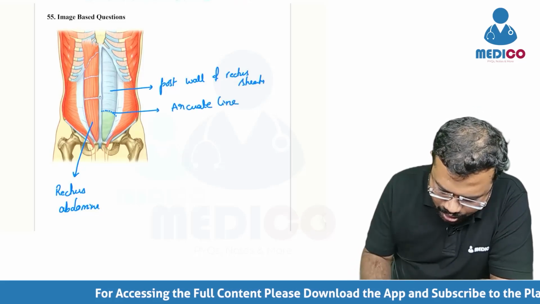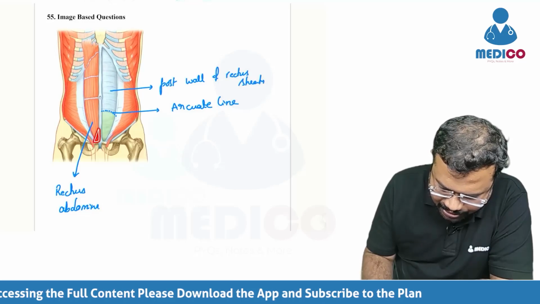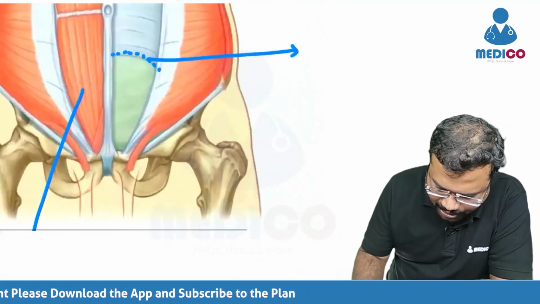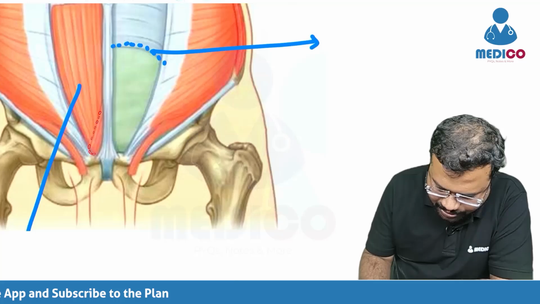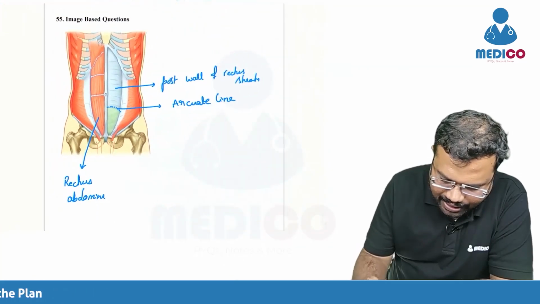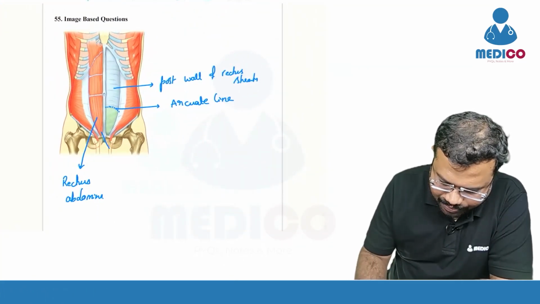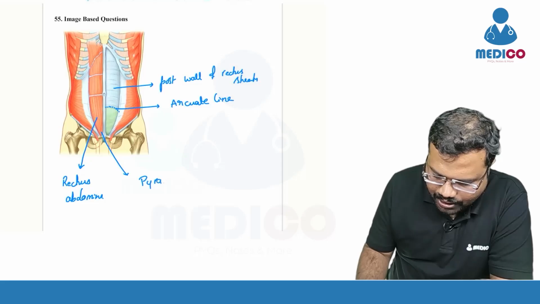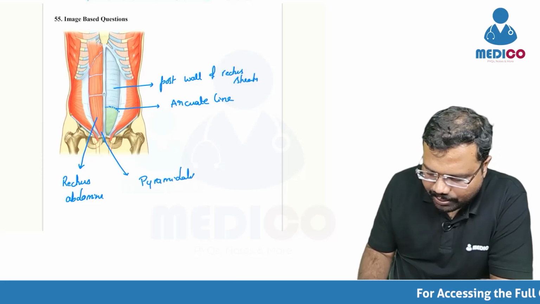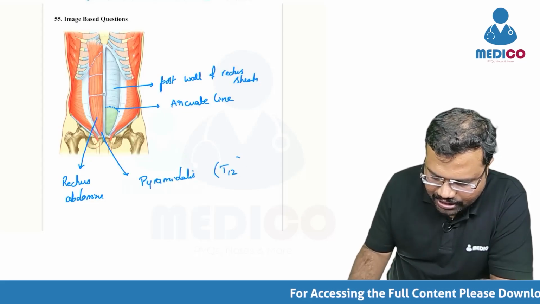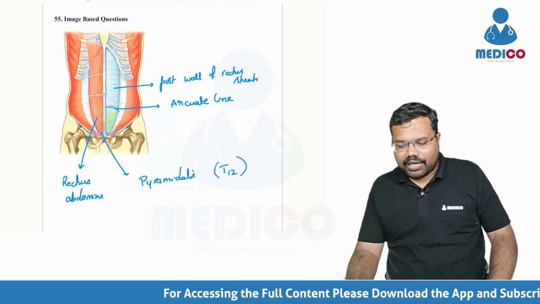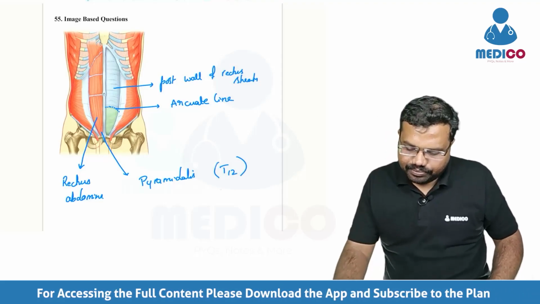And there is one small triangular shaped muscle present here. Can you see here? I'm zooming the image. Can you see the small triangle shaped muscle here? This muscle is called pyramidalis. What is the nerve supply of the pyramidalis? It was asked once. It is T12, that is the subcostal nerve, that supplies the pyramidalis.